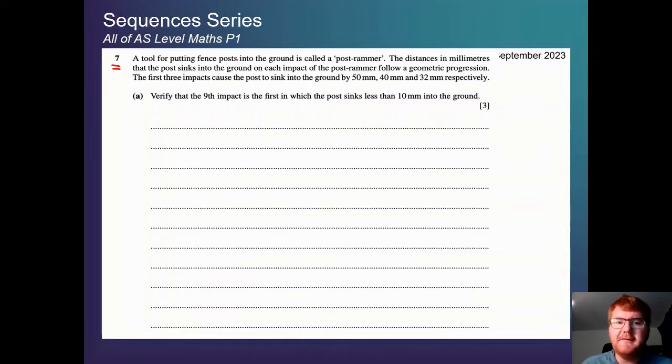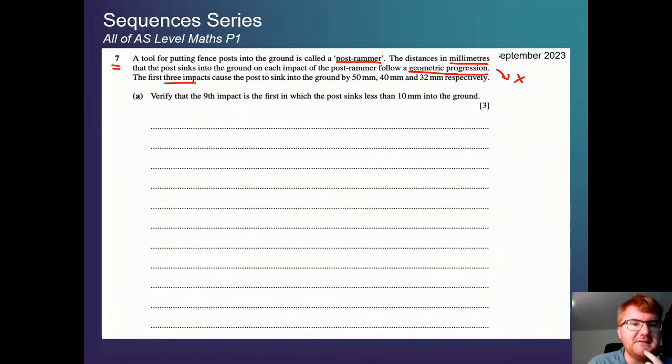So a tool for putting fence posts into the ground is called a post rammer. Not particularly important, but again, it gives us some context. The distance in millimetres, that's important, that the post sinks into the ground on each impact of the post rammer follows a geometric progression. So whenever I'm doing a sequence and series or progression question, I want to identify, is it geometric, so multiplying each time, or arithmetic, which is then adding or subtracting. So this is going to be multiplying, so keep that in mind.